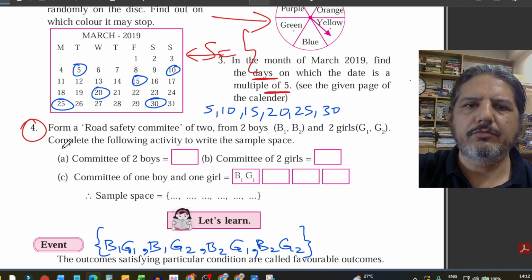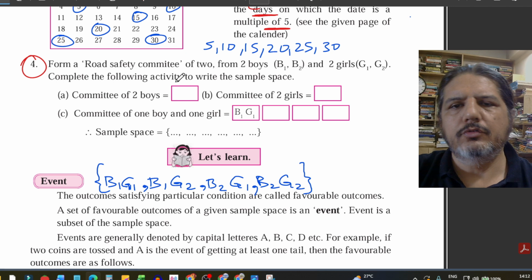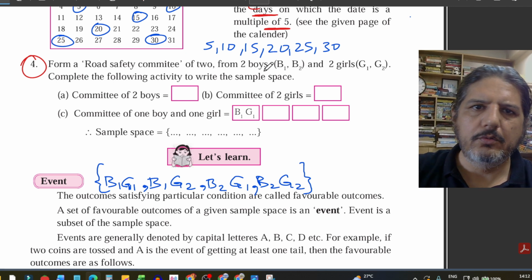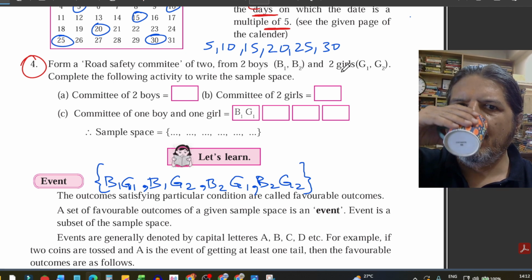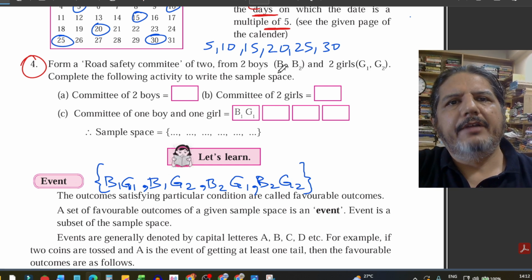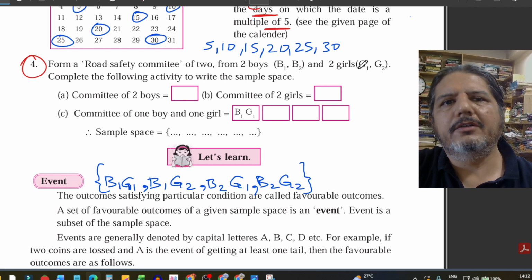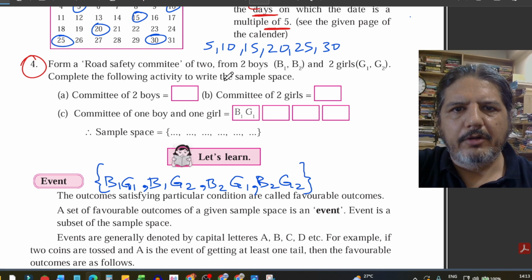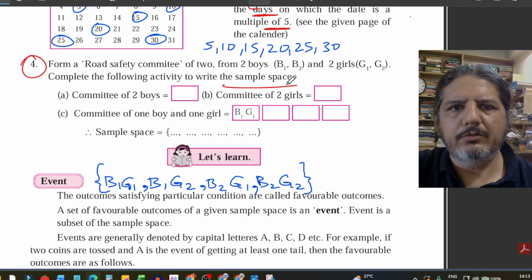Then we come to question number 4. Form a road safety committee from two boys and two girls. So basically, they have named the boys as B1, B2 and girls as G1, G2. Complete the following activity to form the sample space. You have to write the sample space.